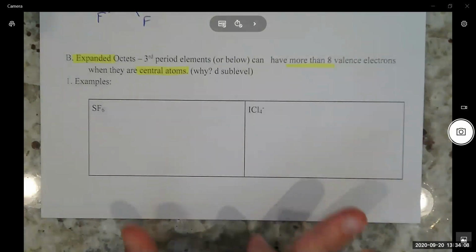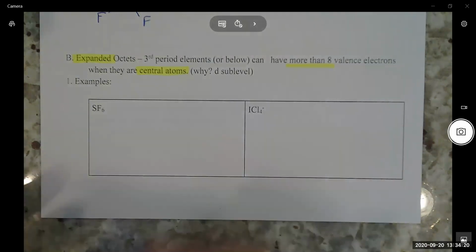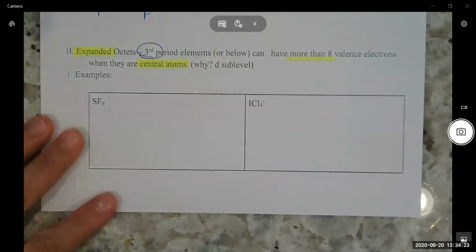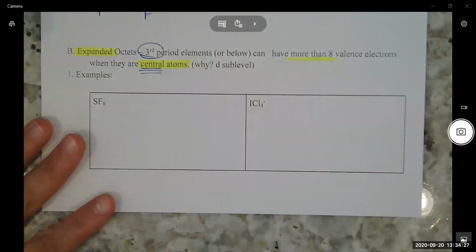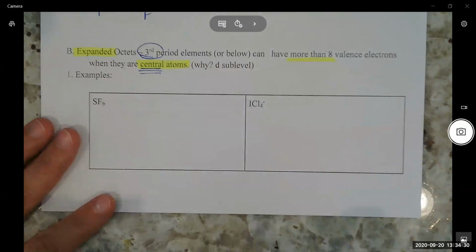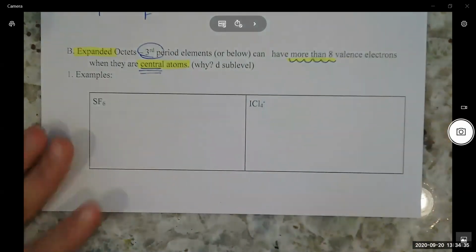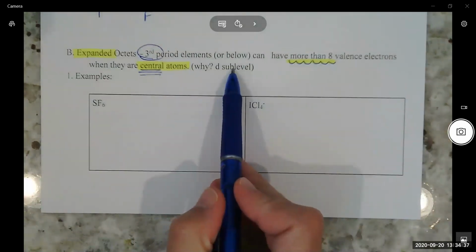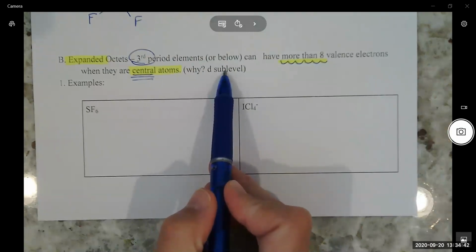to spend a lot of time with expanded octets because it gives you such a wide range of shapes of molecules, and so we're going to have to learn all of those shapes and why they form those shapes and how they form. So here's the deal. If the element is in the 3rd row or below, if it's a central atom only, okay, not the outside atoms, but central atoms, if they're in the 3rd row or below, they can have more than 8 electrons around it because they have a d sublevel that's not completely filled. So there is room for electrons to go there and for extra bonds to form.